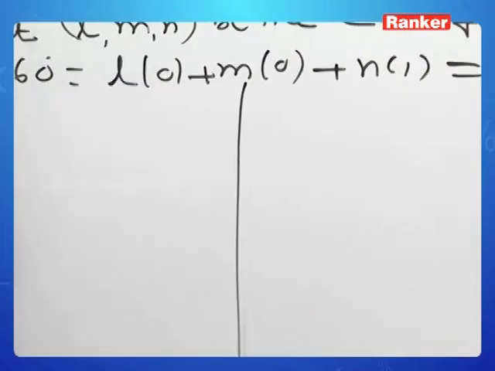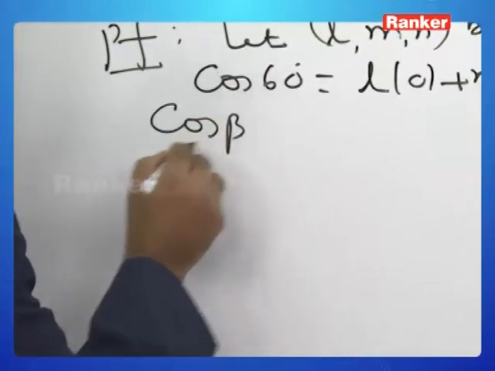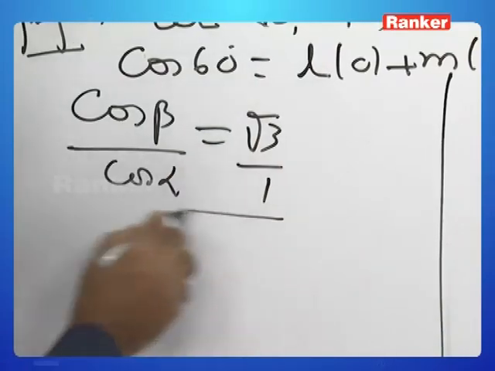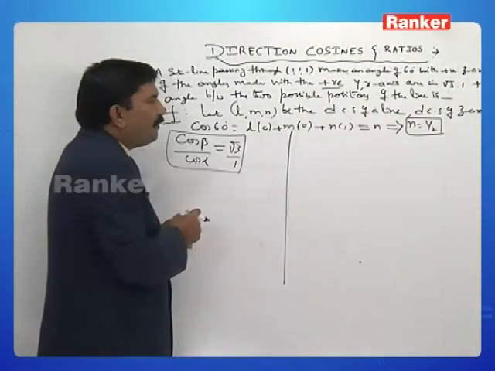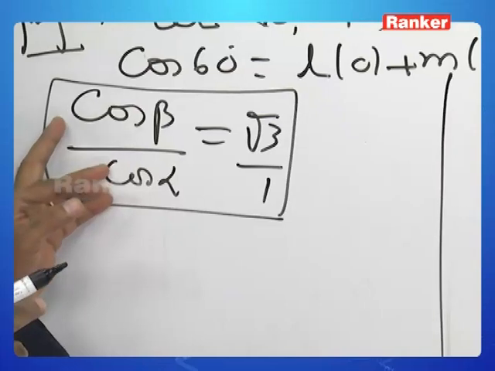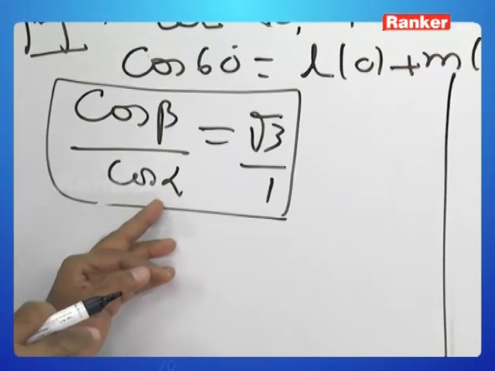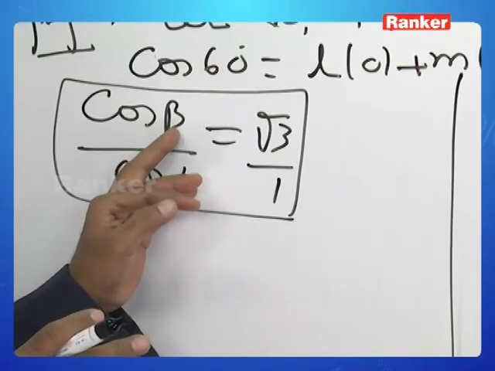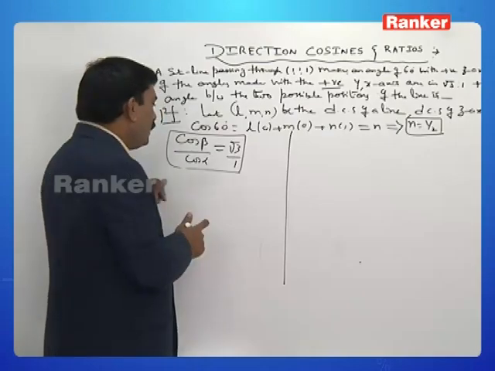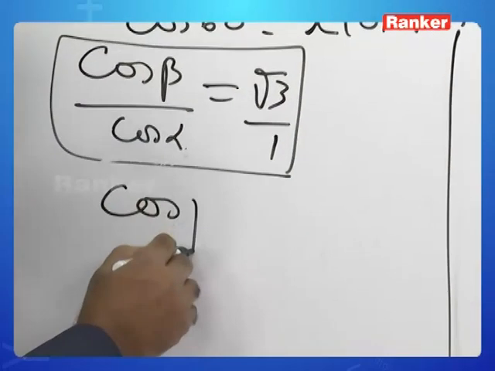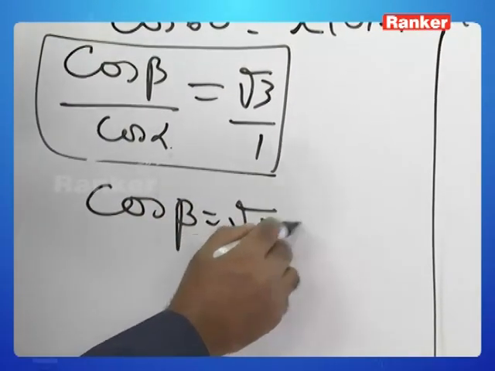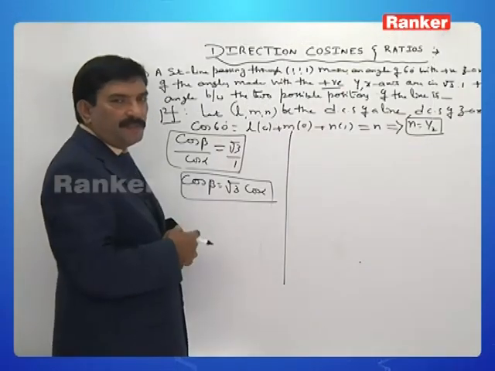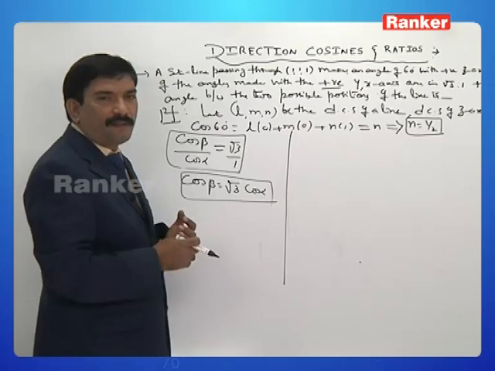I can write, given, cos beta by cos alpha is equal to root 3 by 1. Cos beta is the DC of what? That is the y-axis. Alpha is the angle made by the line with the x-axis, and beta is the angle made by the line with the y-axis. Now I can write cos beta is equal to root 3 into cos alpha.